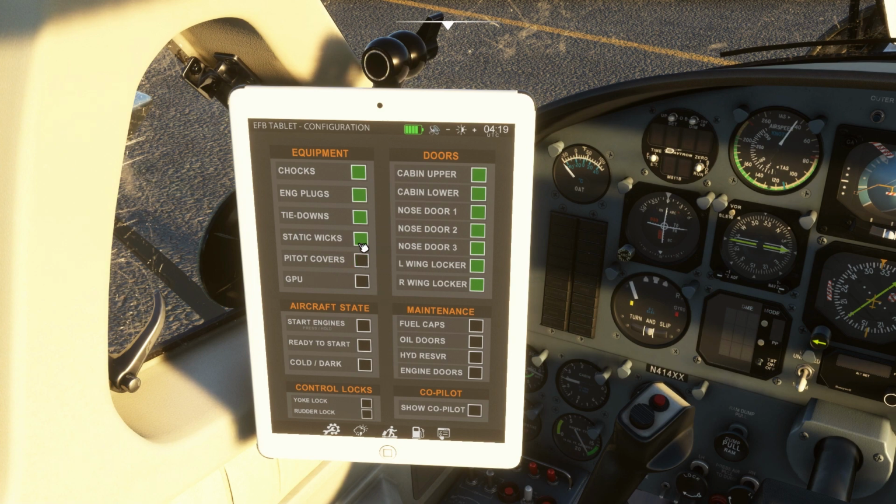Anyway, pitot covers off, static wicks, we'll take the caps off, tie downs, let's untie it, engine plugs off, and chocks. Actually, let's keep the chocks. I won't close these, just to see the luggage that you have in.